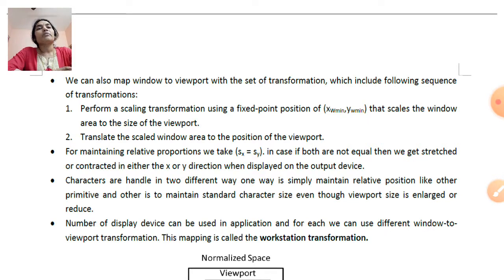For maintaining relative proportion, we take sx equal to sy. That means scaling x equals scaling y. In case both are not equal, then we get stretched or contracted output in either the x or y direction when displayed on the output device.